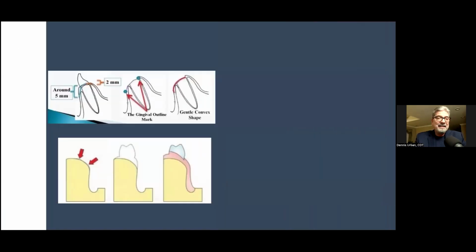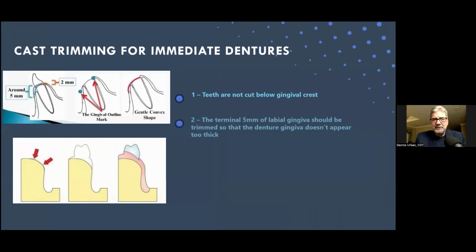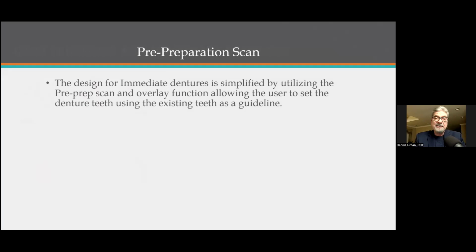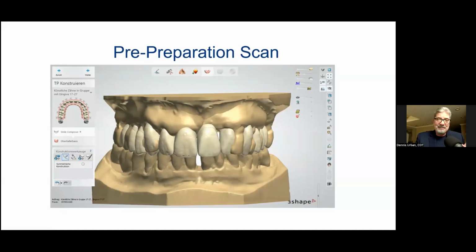So just quickly, cast trimming for immediate dentures. I apply this over to the digital side also. They're not cut below the gingival crest, and I want to make sure that the terminal 5 millimeters of labial gingiva is trimmed so the denture gingiva doesn't appear too thick. Okay, so the design for immediate dentures is simplified also by using a pre-prep scan. If the patient wants to use their existing denture position or natural teeth position in making an immediate denture, we can do that also. We have something called a pre-prep scan, as you can see right here. So a lot of great tools at our fingertips with digital dentures.